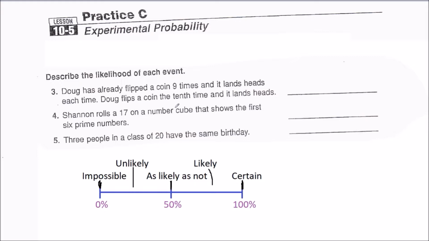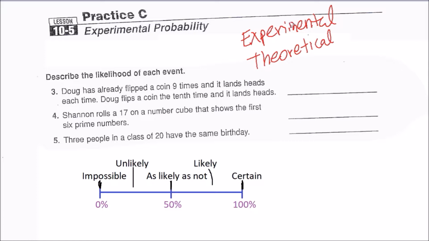So for each of these events, of each of these descriptions, we want to use one of these 5 terms to describe it. So if we start here with number 3, Doug has already flipped a coin 9 times and it lands heads each time. Doug flips a coin the 10th time and it lands heads. Now here, I think we would want to consider perhaps something we haven't yet got into. Number 3, are we talking about experimental? Are we going off of the experimental results? Or are we going off of the theoretical, what we would expect?